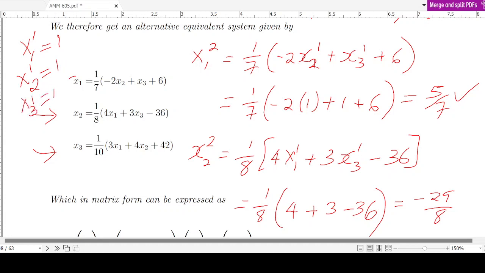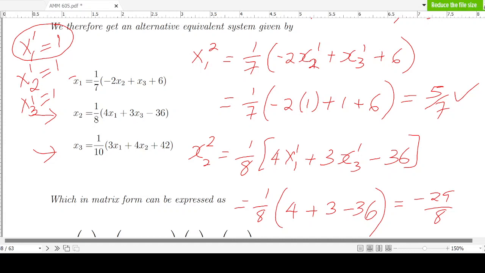These are the initial approximations, so that we are saying x1,2 is equal to 1 over 7 times (1 minus 2 x2,1 plus x3,1 plus 6). So x2,1 is 1 from here, x3,1 is 1 from here again. This is the initial approximation. So we compute x1,2, we get 5 over 7. This one is assumed to be a better approximation than the initial approximation here.